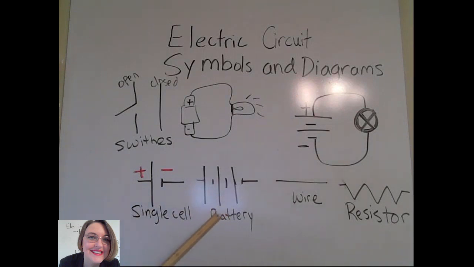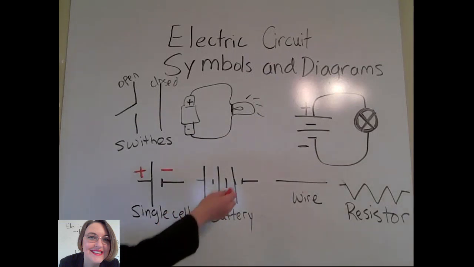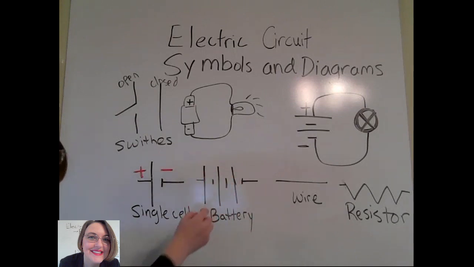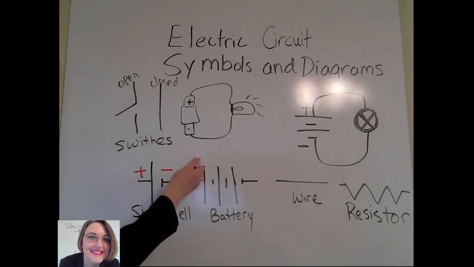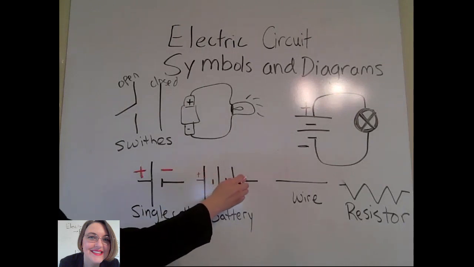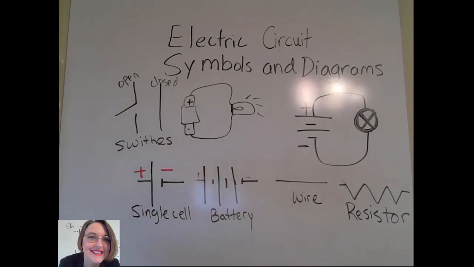If you have more than one cell, you can draw the battery like this. It represents more than one cell inside of the battery. And so this is the symbol that we use for a battery. And just please try to remember that the long line represents the positive terminal and the short line represents the negative terminal. If you want to represent a wire, it's just a line.